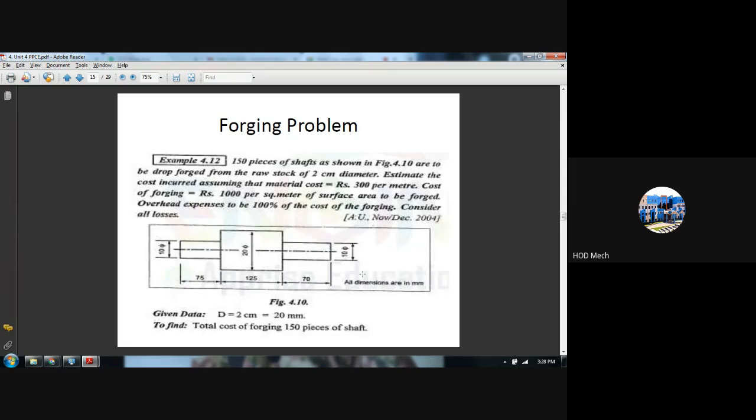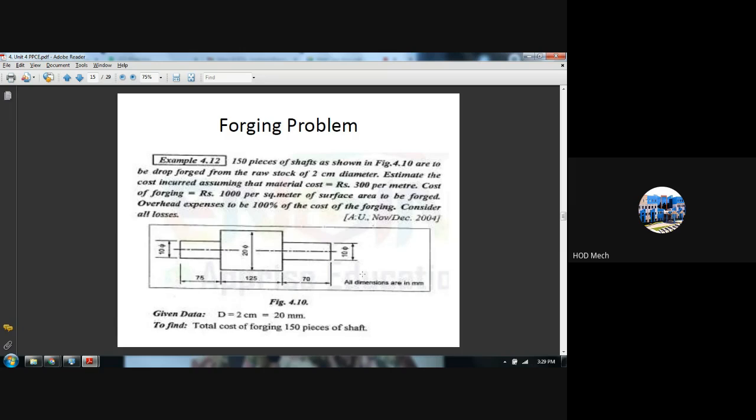Similarly, in forging, welding, and all the other cases we are going to see, make a framework of how the problem is approached. That's very important. When you want to arrive at the cost estimation related to forging, there is a certain sequence of operations or steps that follows.